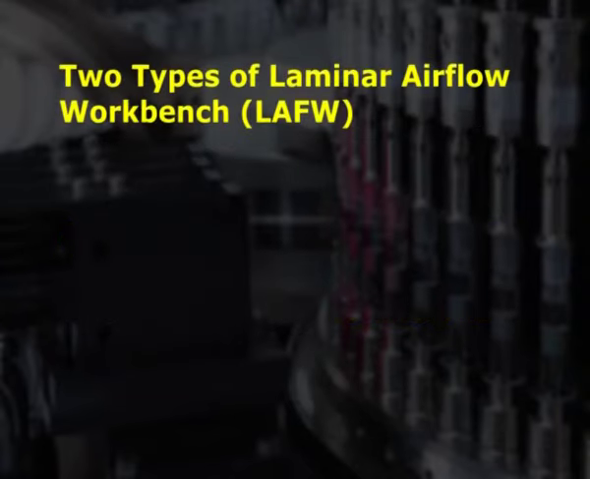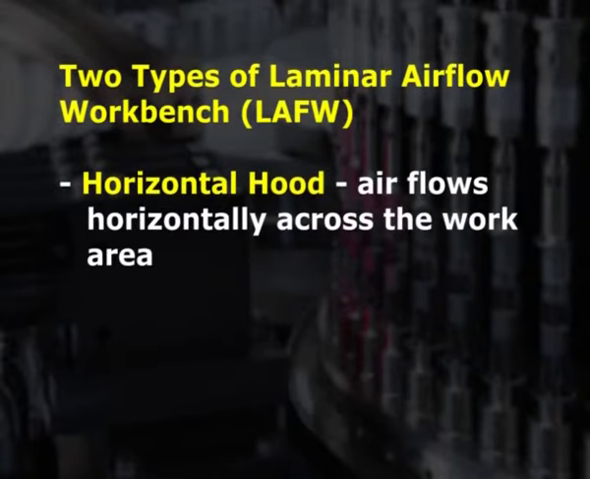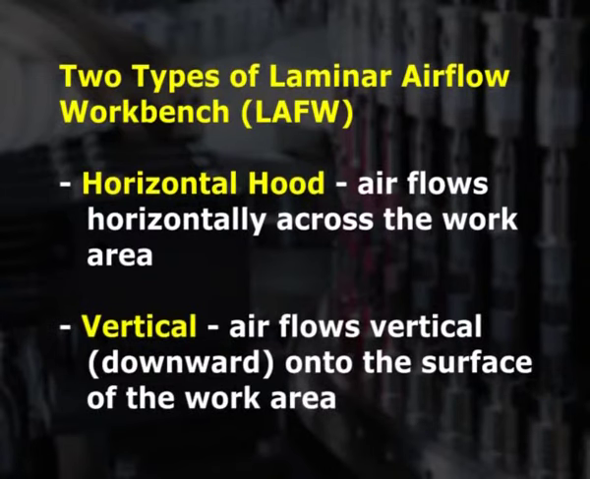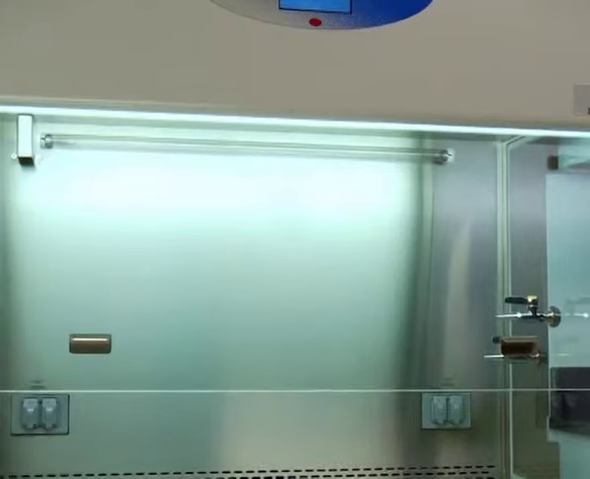There are two types of laminar airflow workbench. The horizontal hood air flows horizontally across the work area, whereas the vertical air flows vertically downwards onto the surface of the work area. Such biological safety cabinets are used in the preparation of anti-neoplastics and other potentially hazardous products.